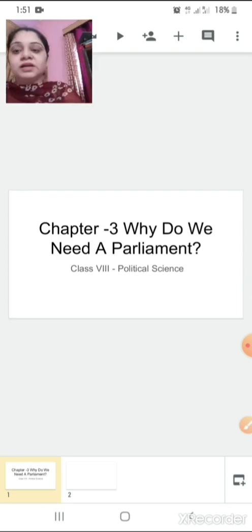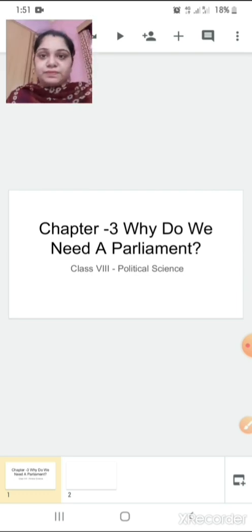Then we have, what is coalition? What is coalition government? When one party does not get the clear majority, a group of political parties join together, combine with each other and elect one leader, who then forms a government, is called a coalition government.